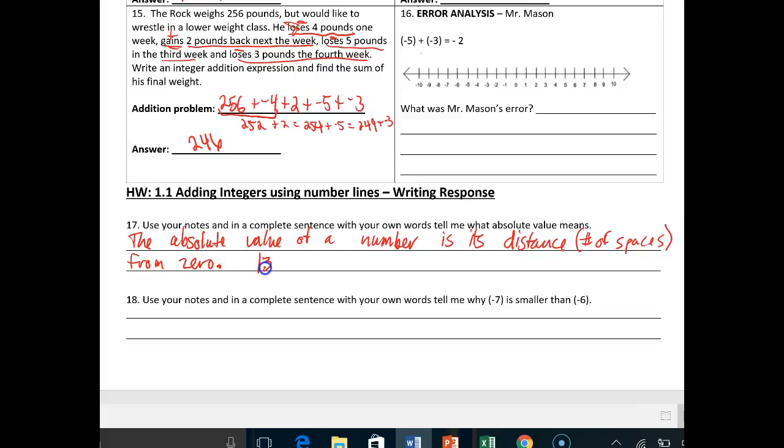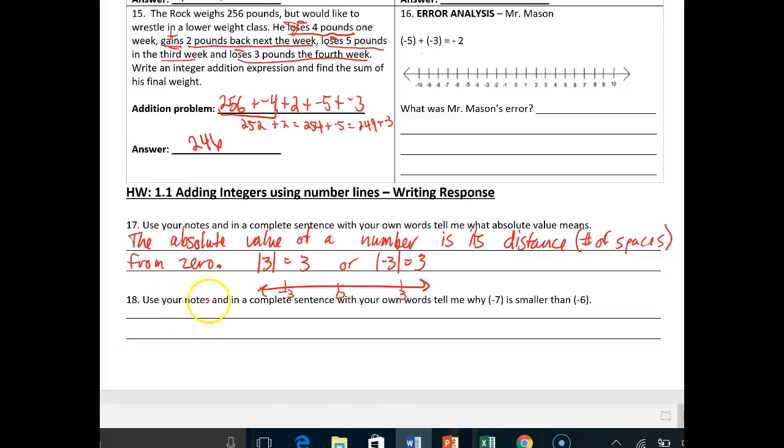So the absolute value of 3 is equal to 3. Or the absolute value of -3 is still equal to +3. Why are they both positive? Because again, here's a number line. Here's 0. Here's 3. Here's -3. They are both 3 spaces away from 0. There's no such thing as negative spaces.